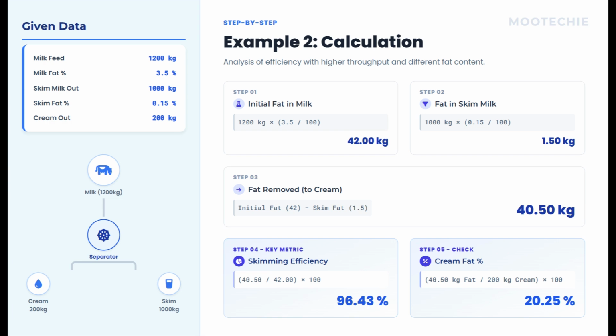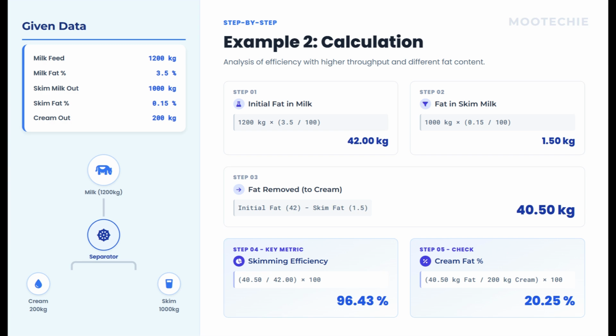Calculating the initial fat in the milk, 1,200 kilograms times 3.5% equals 42 kilograms. The fat in the skim milk, 1,000 kilograms times 0.15% equals 1.5 kilograms. Therefore, the fat removed is 42 minus 1.5, which is 40.5 kilograms. Our skimming efficiency is 40.5 divided by 42 times 100, resulting in 96.43%. And the cream fat percentage is 40.5 kilograms of fat divided by 200 kilograms of cream, giving us 20.25%.